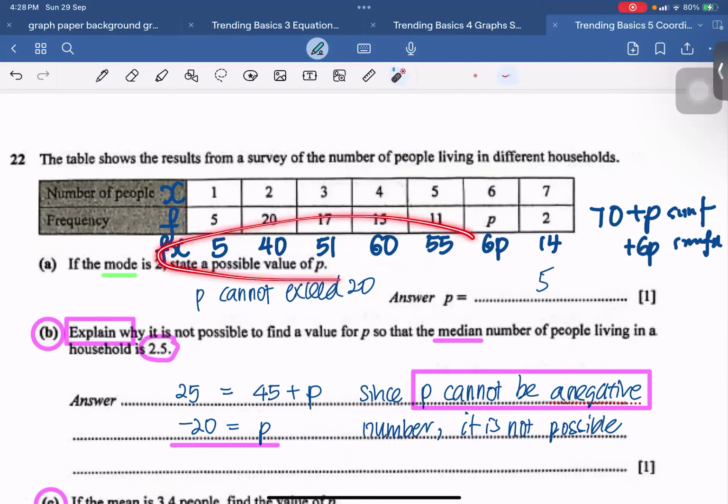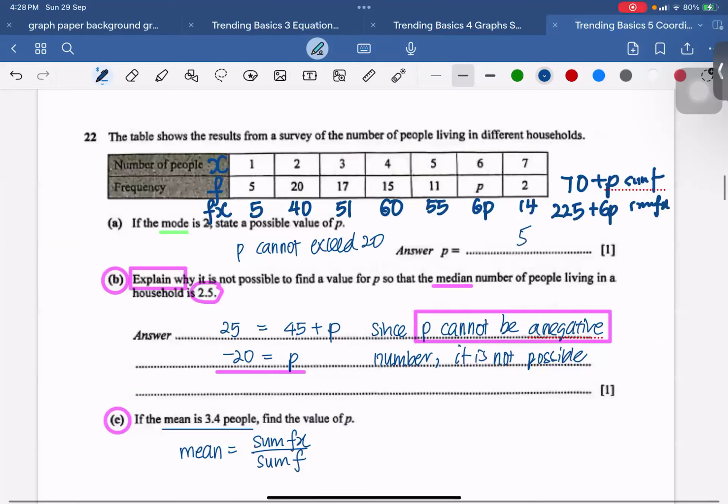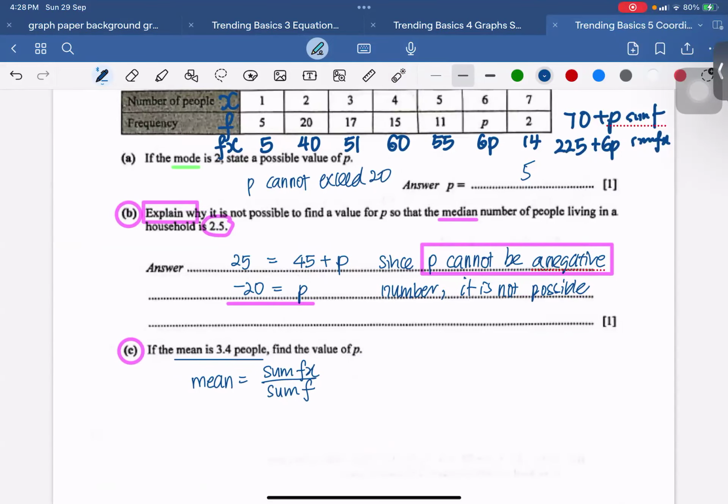Add all this together except the 6p: 45 plus 51 plus 60 plus 55 plus 40. I get the number 225. Then I use this and plug into form my equation. You see how I hate it where they use algebra in statistics, where statistics is supposed to be all just numbers. But yeah, sum fx over sum f, a lot of you like to mix up the other way around. So put the fx over the f.